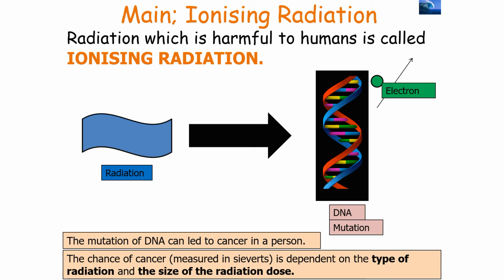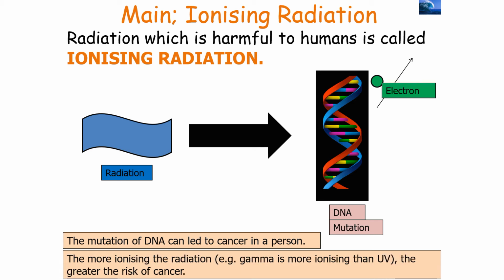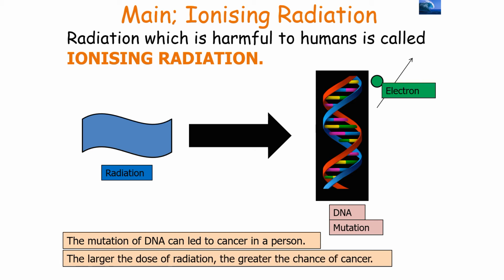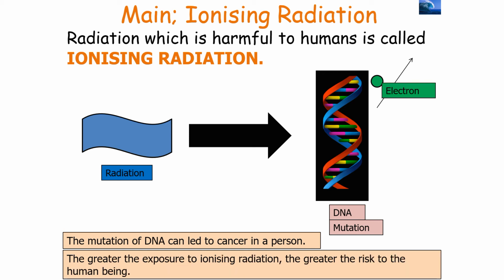Now, the chance of cancer measured in sieverts is dependent on the type of radiation and the size of the dose. The more ionizing the radiation type, e.g. gamma is more ionizing than UV, the greater the risk of cancer. The larger the dose of radiation, the greater the chance of cancer. So the greater the exposure to ionizing radiation, the greater the risk to the human being.